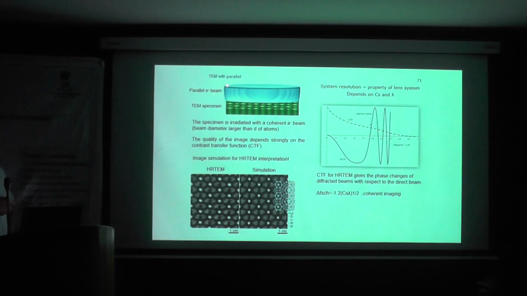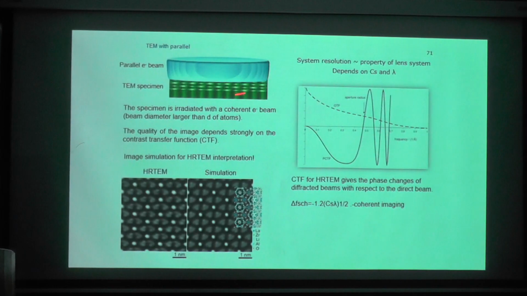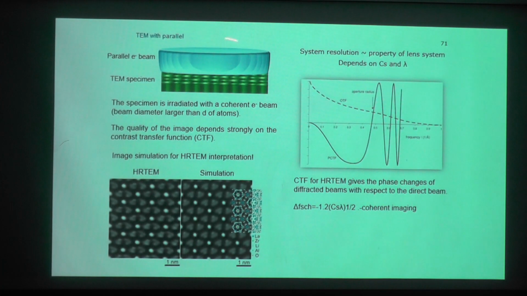Okay, so we create a parallel electron beam, and we illuminate our TEM specimen. We illuminate it with this coherent electron beam with a diameter much larger than the diameter of the atoms. The quality of our image strongly depends on the so-called contrast transfer function. This is a property of the microscope, and this is the CTF, which you can calculate by using simulation software.